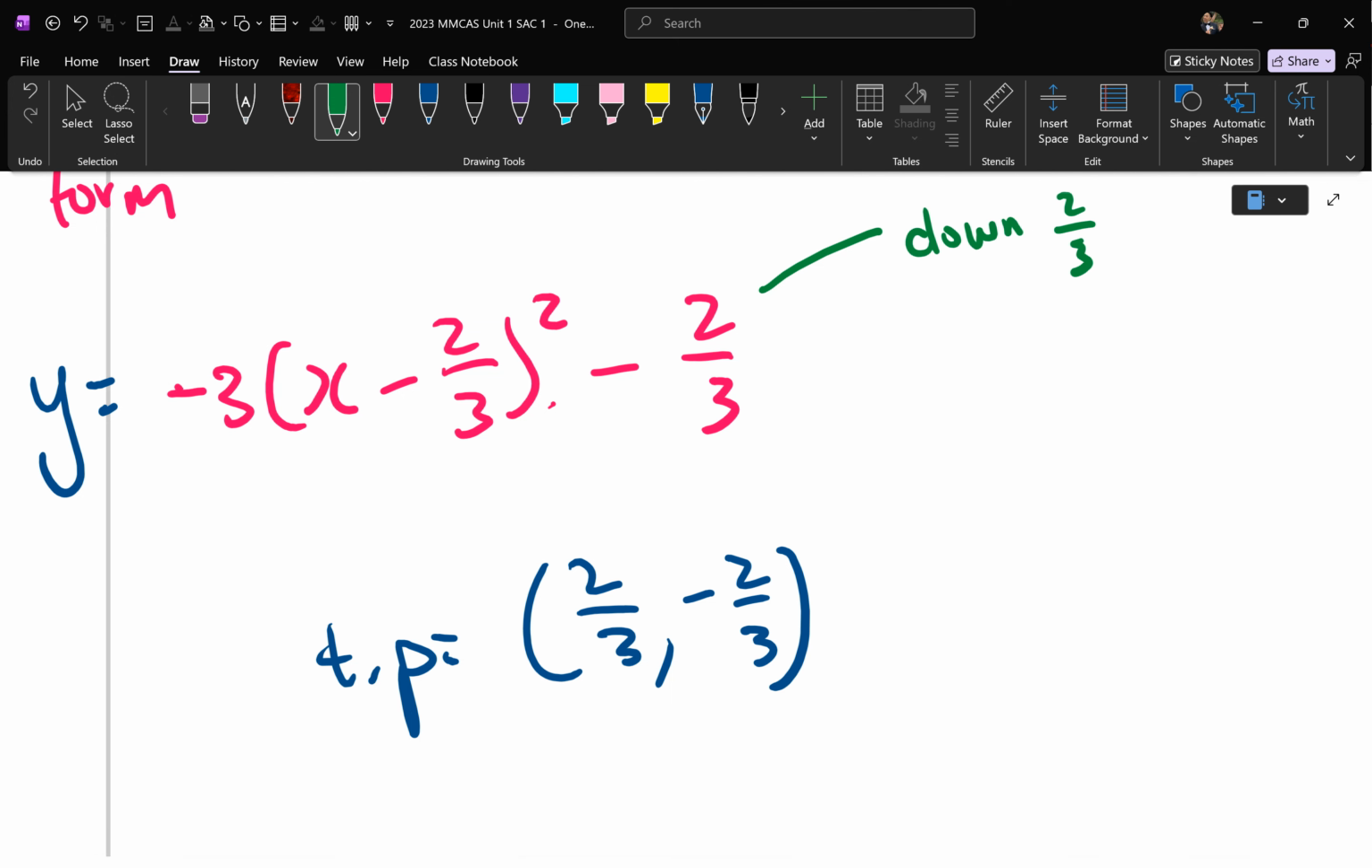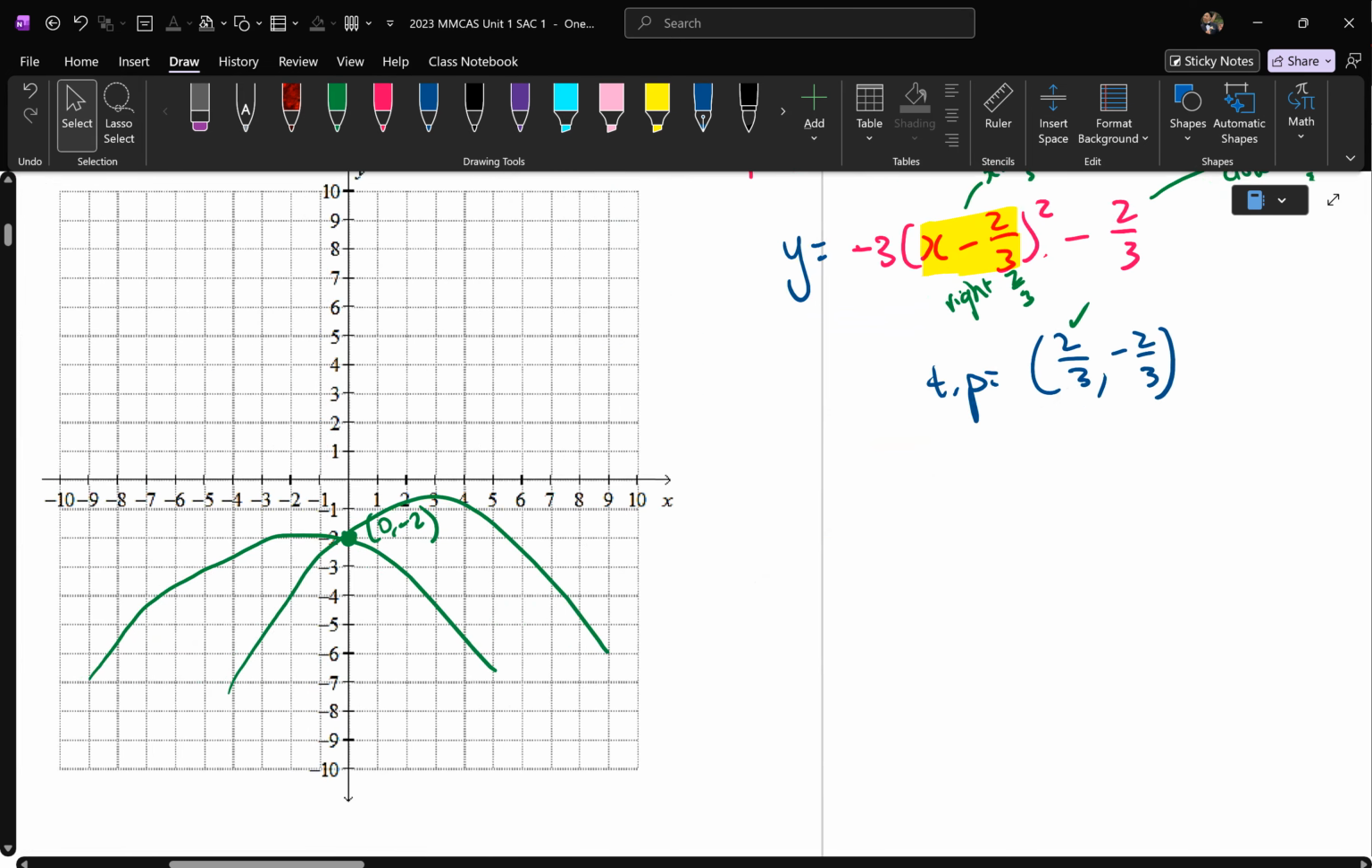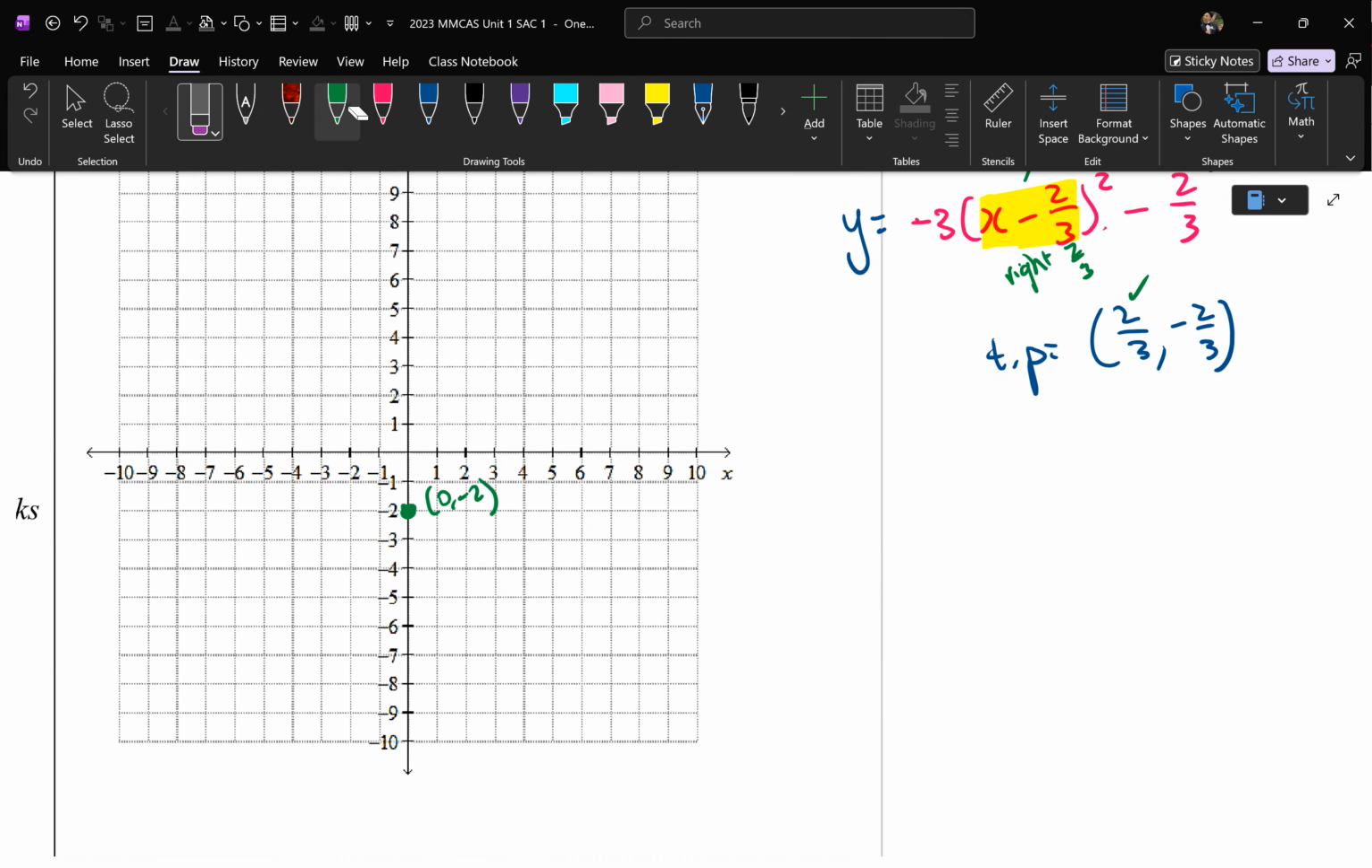Down 2/3. And then I said, whatever you're squaring, let it equal 0 and solve for x. And you can see that x will equal 2/3. That's why I know it's positive 2/3. So it moves to the right by 2/3 and it goes down by 2/3. So right 2/3, down 2/3. So where's your turning point? 2/3 is roughly over here and down 2/3. So something like this. That's what the graph would roughly look like.